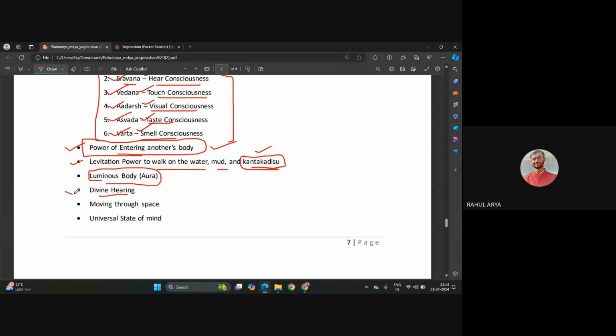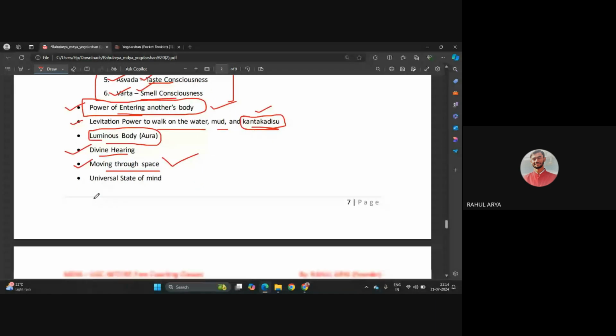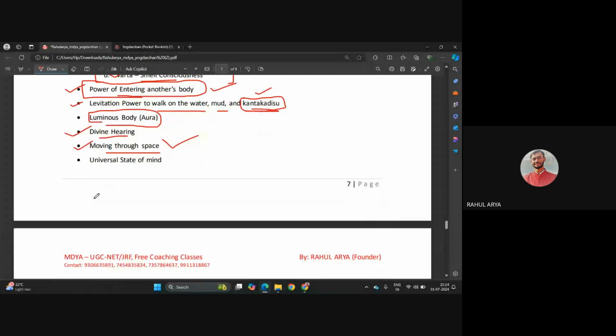Then divine hearing power, and moving through space. The yogi can walk in space, like Hanumanji was moving. Many others too, in Indian movies you see Yamraja moving, Narada moving in space. So that kind of siddhi the yogi is able to get, that he can walk in space. He can fly. Fly is easy to understand. It is space. Okay.